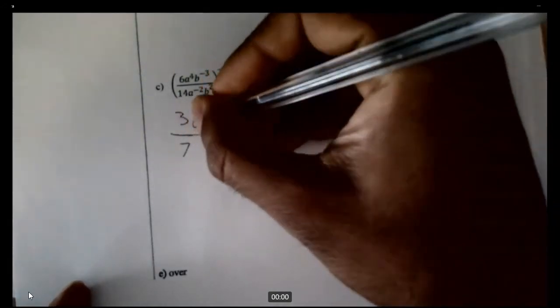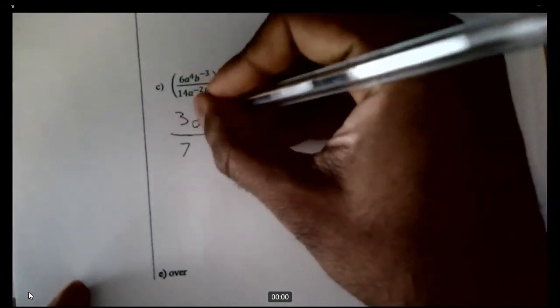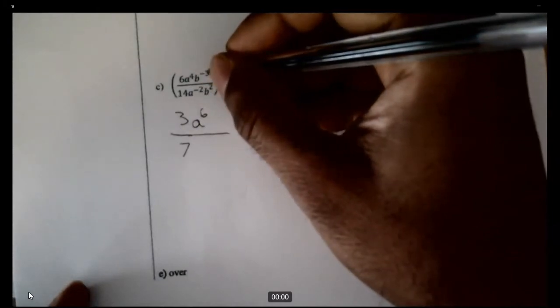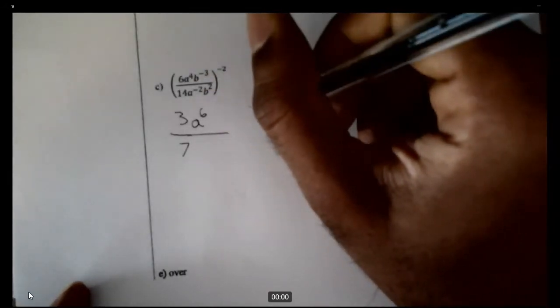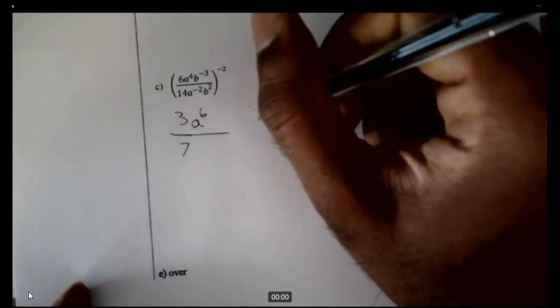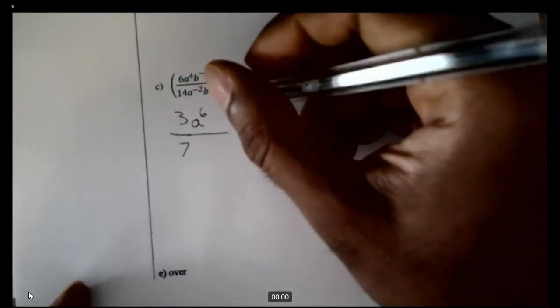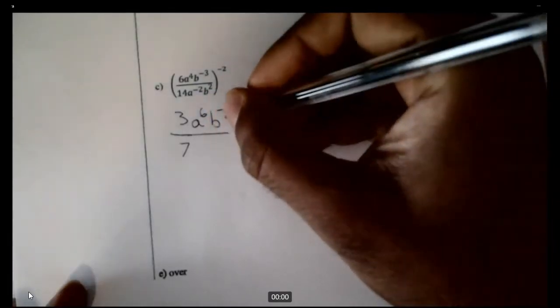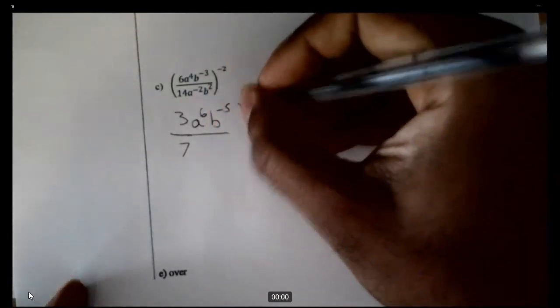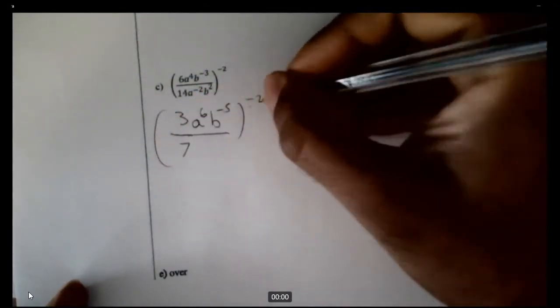Whenever you have the positives, you can put it at the top. And here we got b to negative 3, minus, because we're dividing, that rule, so b to negative 3 minus 2. So negative 3 minus 2 gives you negative 5. So negative 5, well, we'll put it up here for now, and I'll show you. I'm going to move it to the bottom in a second. Okay. And then this whole thing is still to the power of negative 2.